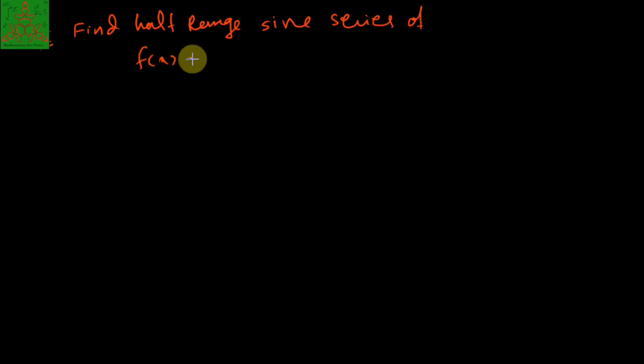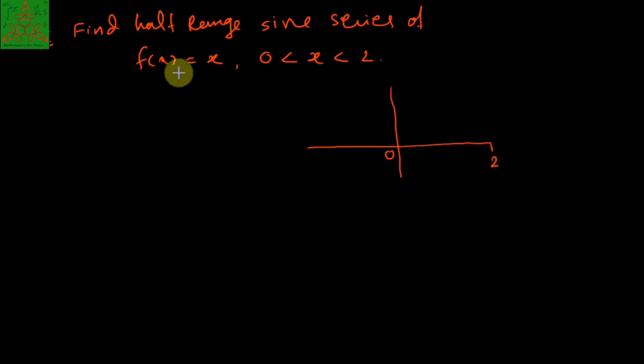Now let us solve some examples related to it. So the question is to find the half range sine series of the function f of x is equal to x in the interval 0 to 2. Let us try to see what this function looks like. First of all, it is extended as a sine function. We know that the interval is from 0 to 2, and f of x is x, so the graph of this function is this. And you are extending this function as a sine series, so it is an odd function.